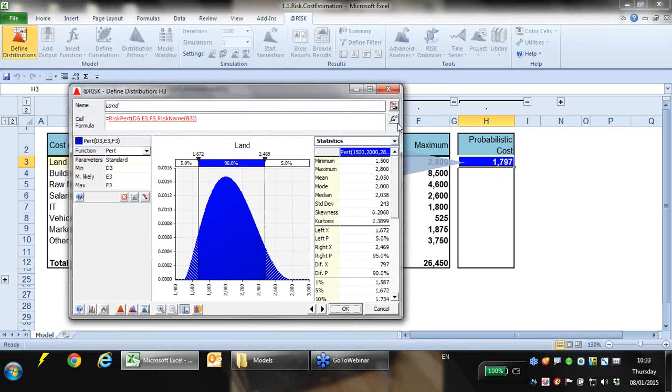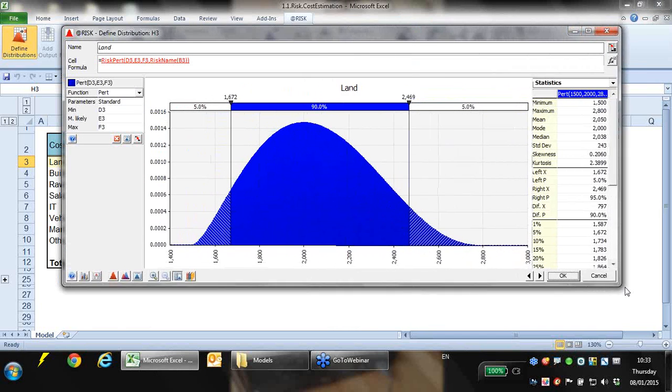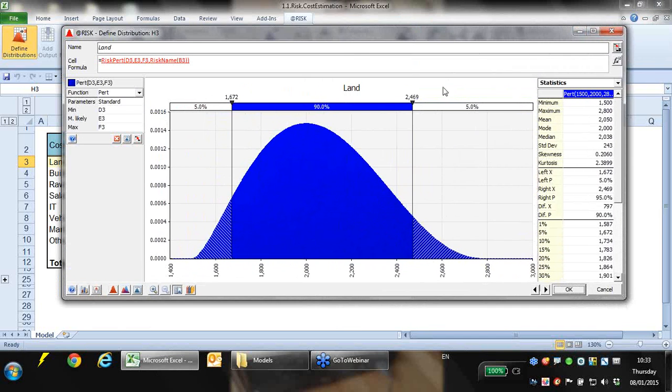So what does that mean exactly? Well, let's take a look at the distribution in a bit more detail. The parameters: the minimum, most likely, maximum. There was a minimum of 1.5 million, which was this point here. There was a maximum of 2.8 million, which was this point here, and then there was a most likely value of 2 million, which was this point here.